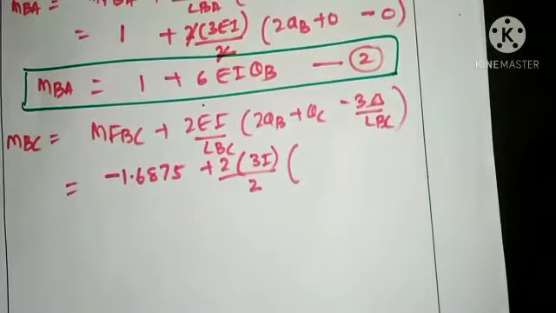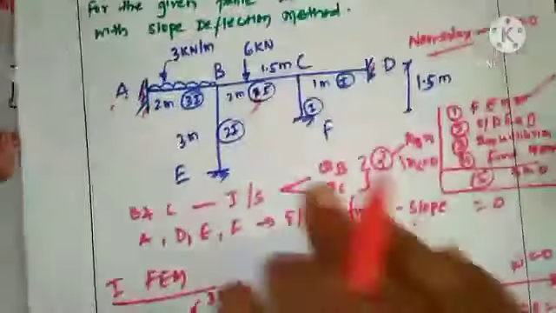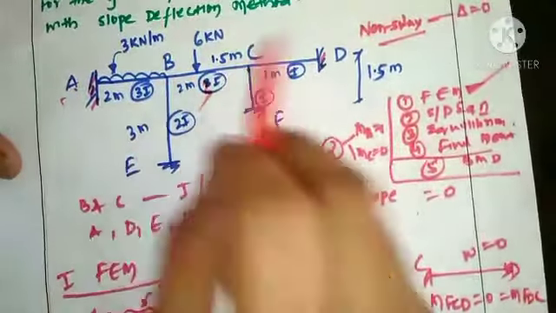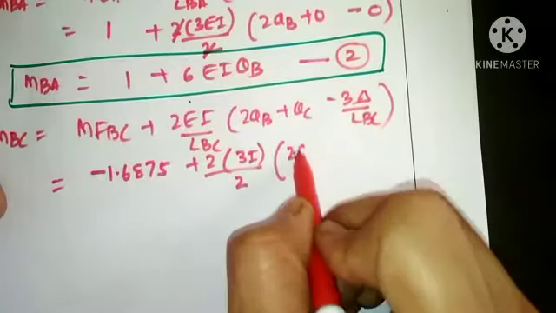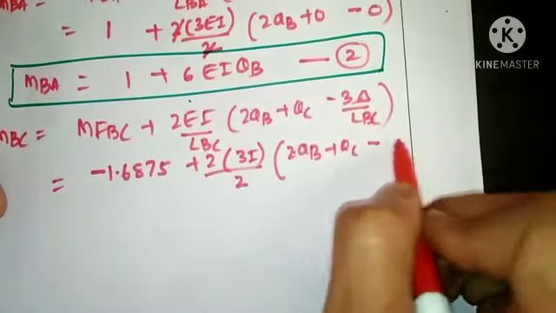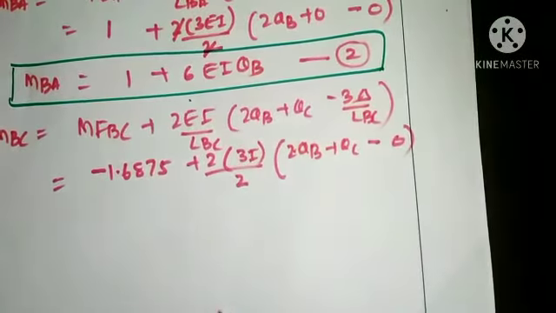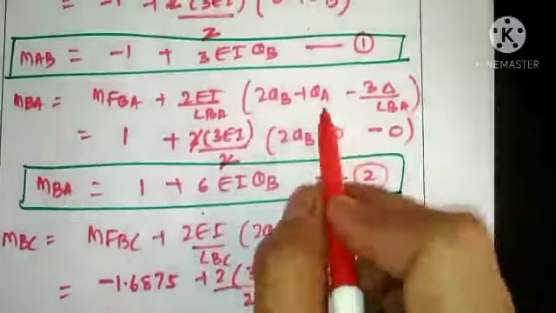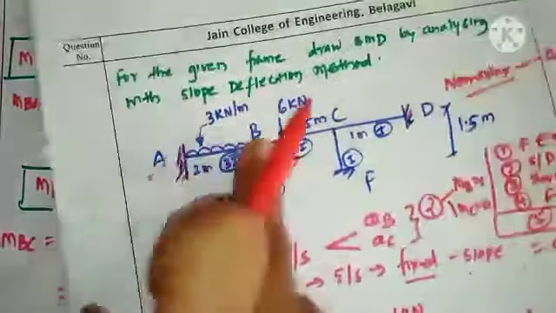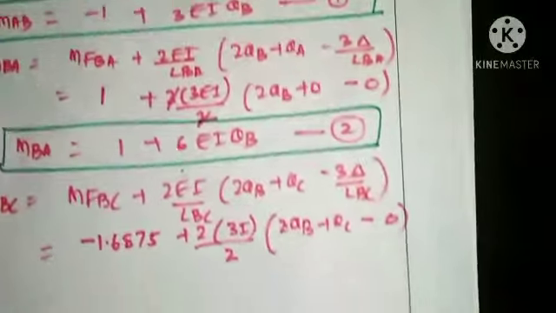So this is minus 1.6875 plus 2 into EI value of BC, which is 3EI. So this is 3I, into 3I divided by the span of the beam, which is 2 meters, divided by 2 meters. Now coming to theta b and theta c, both are not fixed, so they will be kept as they are. So 2 theta b plus theta c. Now since it is non-sway, the delta value will be 0. Earlier the theta a value was 0 because it was fixed. Now theta b and theta c are both non-fixed, so they will not be 0.